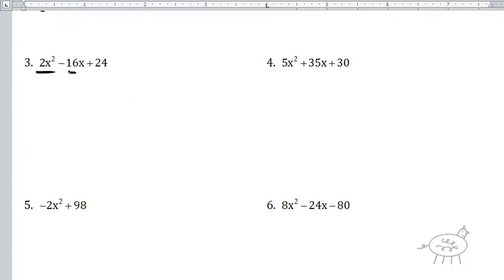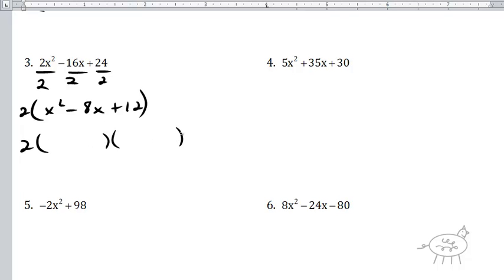I'm going to take a 2 out of each of these. So I got 2 times x squared minus 8x plus 12. So it's x, and then it's minus, minus. And what times what is 12? Well, you could do 3 and 4, but 3 plus 4 is not 8. But we can do 6 and 2. 6 plus 2 is 8. But of course, they're both negative. So that's your answer.